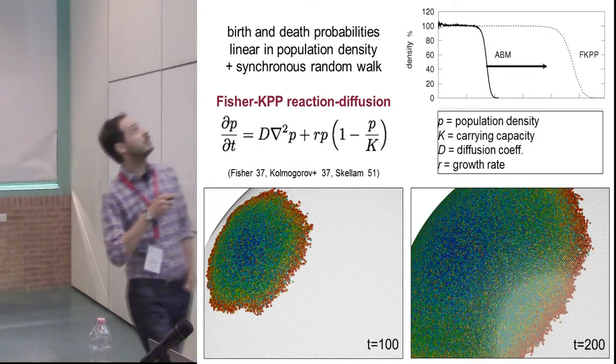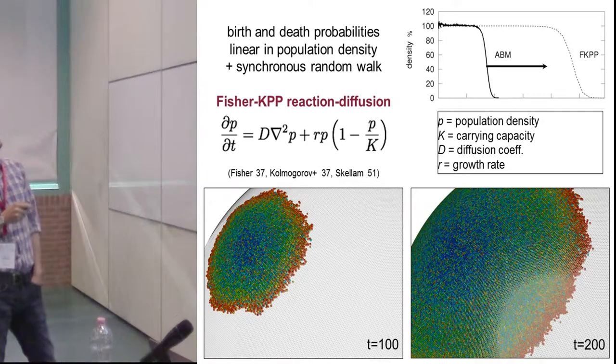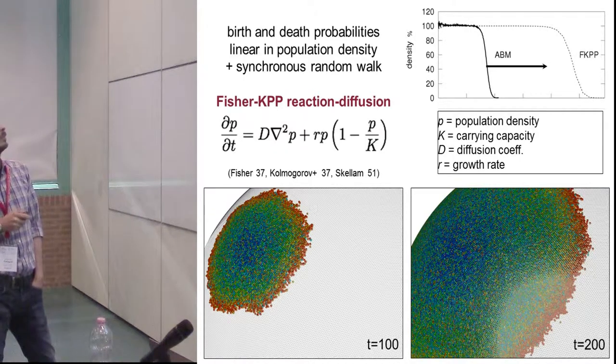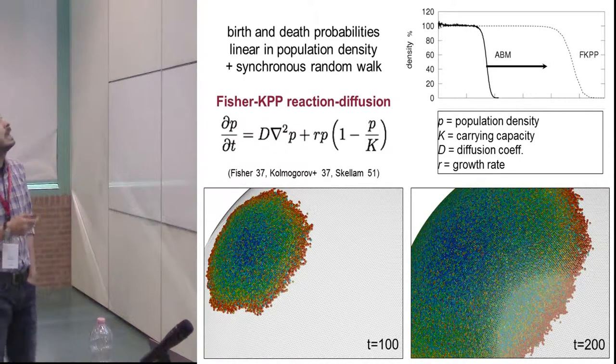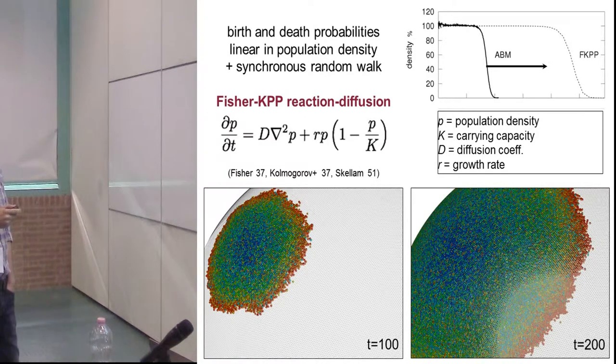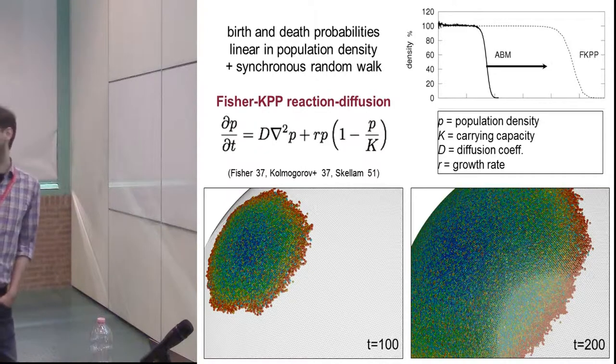So here you see two snapshots from the simulation. You see a grid on a sphere, and here you see agents color-coded by their age. So old agents are in blue and young agents are in red. And you see at two different times how the population grows and expands with young agents preferentially at the front where the birth rate is higher.